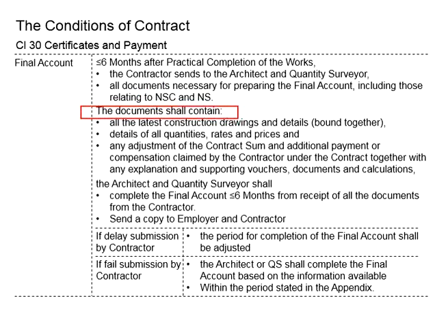Now the documents here should contain all the latest construction drawings and details, properly bound together, the details of all the quantities, rates and prices, and also any adjustments of the contract sum and the additional payments or compensations claimed by the contractor under the contract, together with any explanations and supporting brochures, documents and calculations.